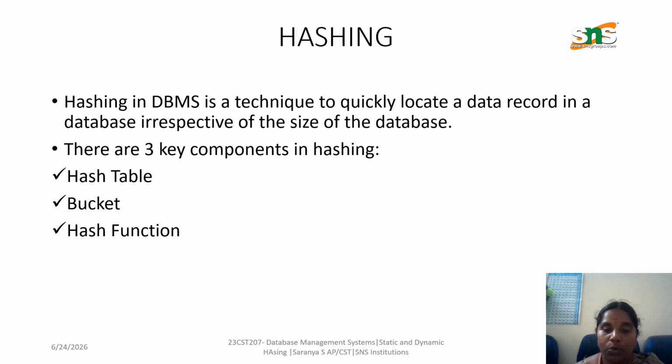Then the types of hashing in DBMS: there are four types of hashing. The first one is static hashing, the second one is dynamic hashing, the third one is open addressing, and the fourth one is chaining, that means separate chaining.